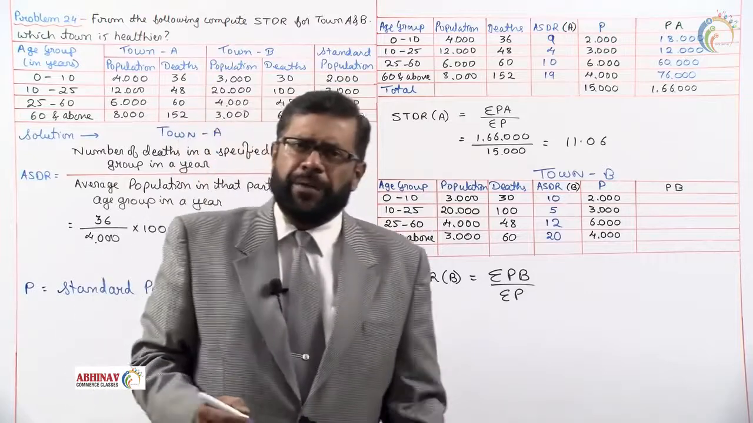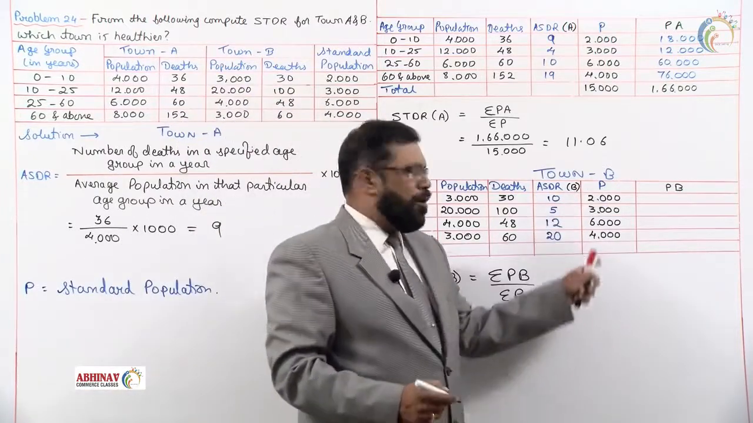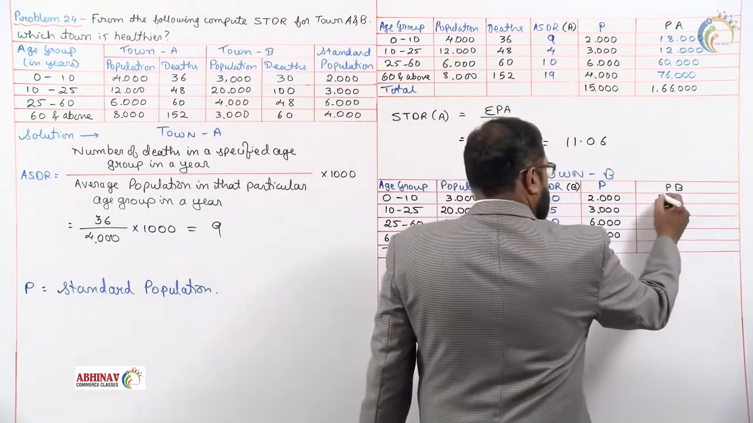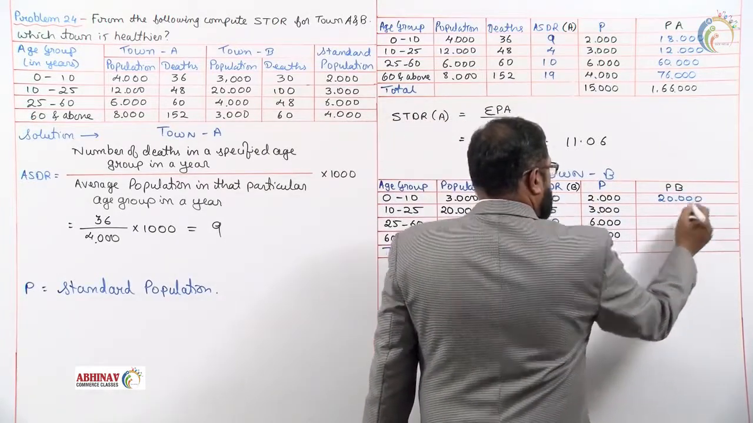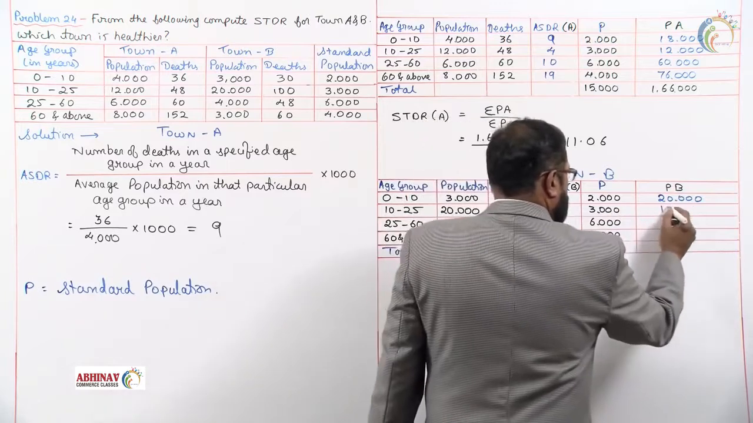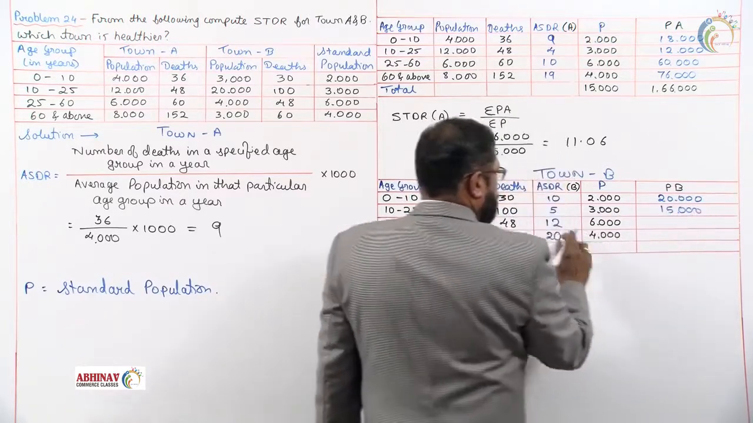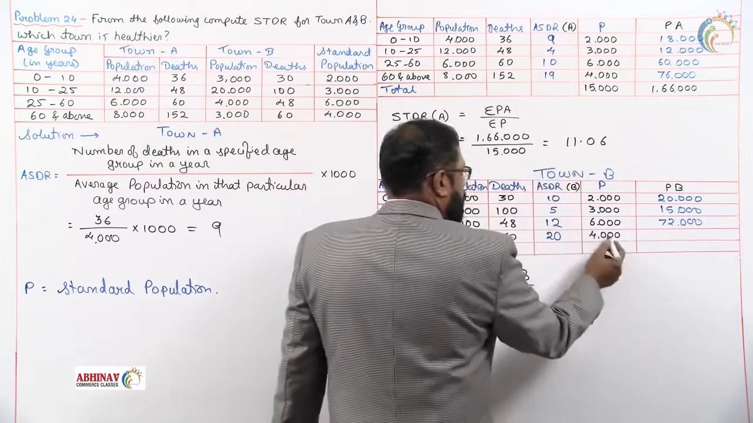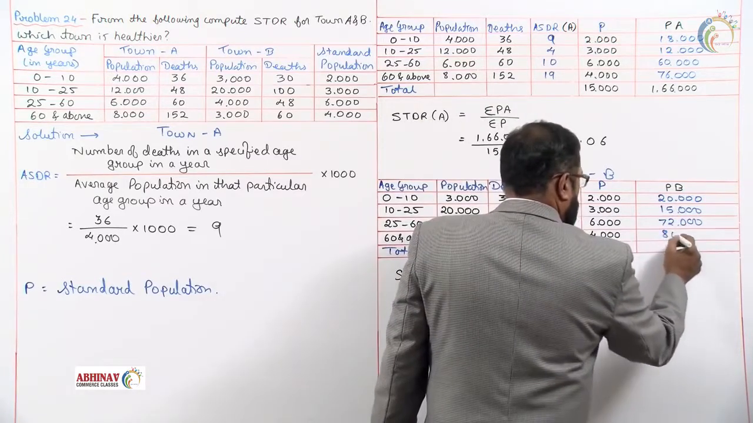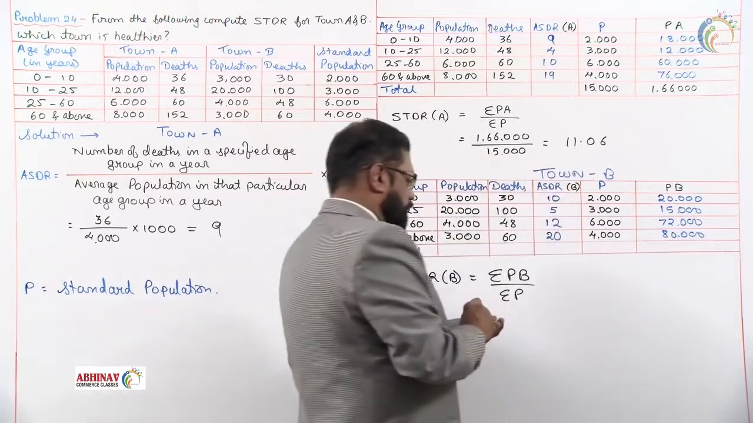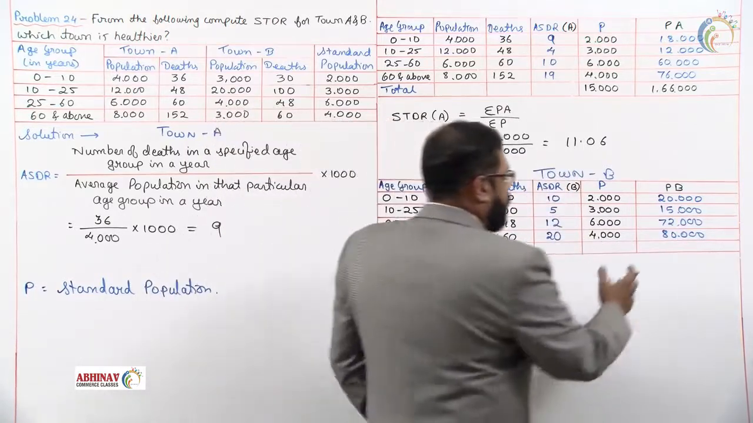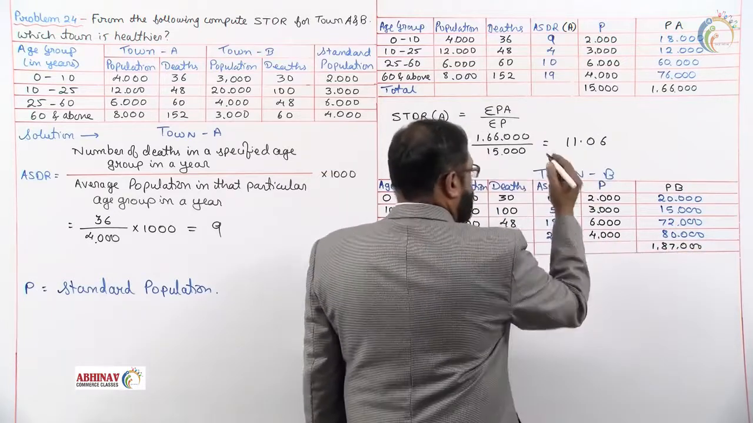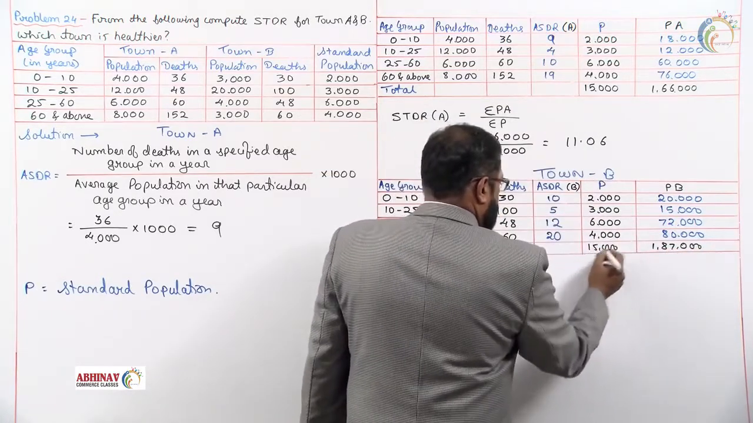Once you get the ASDR of town B, PB is standard population into ASDR of town B. 10 into 2,000, we get 20,000. 5 into 3,000 is 15,000. 12 into 6,000 is 72,000. 20 into 4,000, you get 80,000. Now let us total it. The total comes to 1,87,000, and the standard population we already know is 15,000.